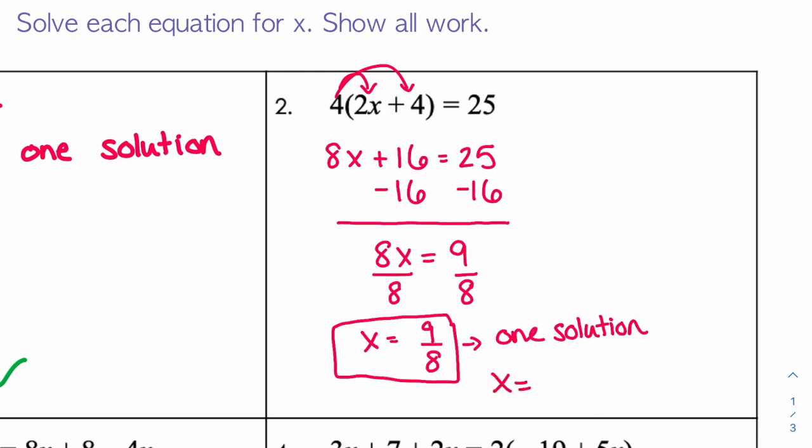Fractions are preferred. If you put the decimal, as long as it's not a repeating decimal or something like that, that works just fine. So 1.125 also works. Don't be afraid of fractions or decimals.